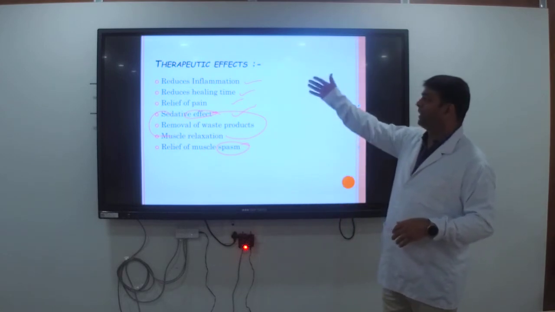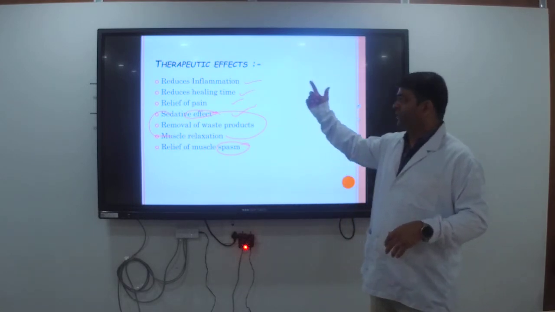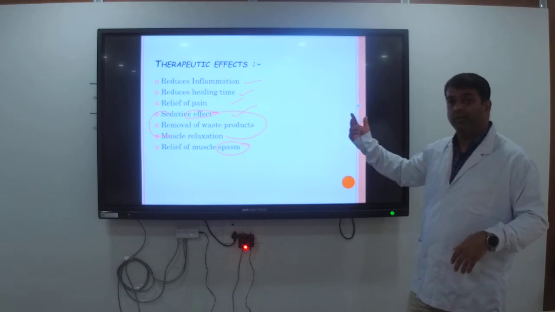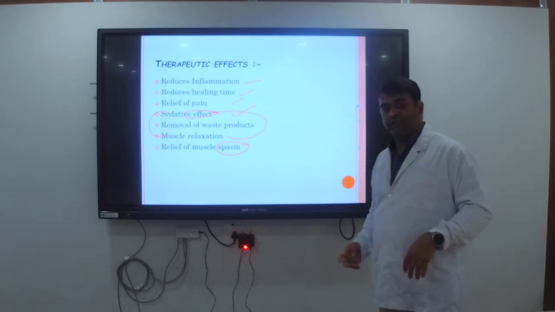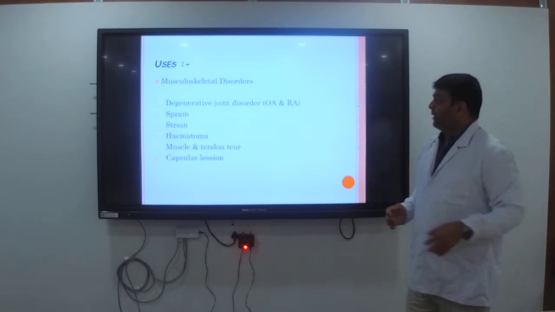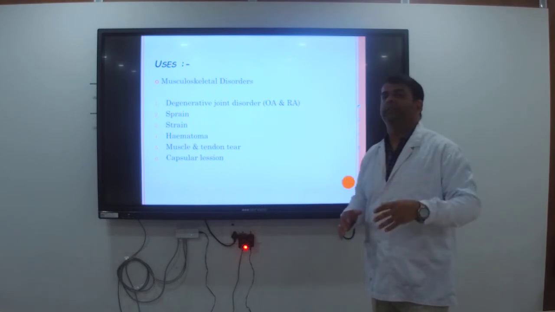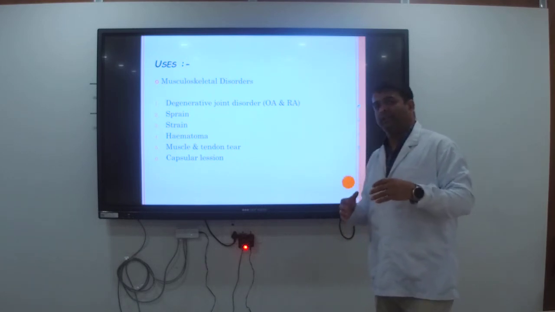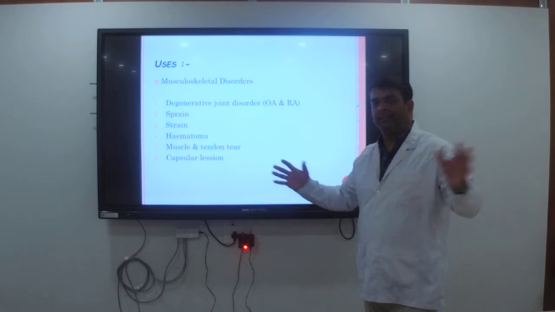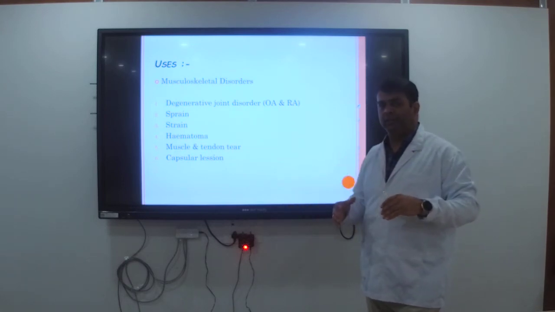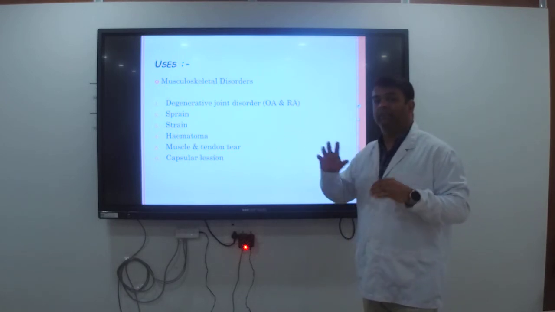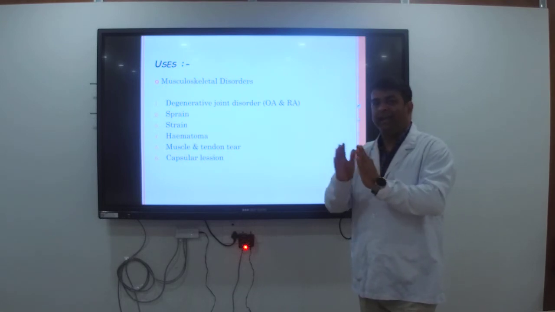So what we have covered in therapeutic effects is: reduces inflammation, healing time, relief of pain, sedative effect, removal of waste products, muscle relaxation and relief of muscle spasm. Now, uses: where can we use SWT? Which conditions can it give a very good effect in? It is not applicable for everything, but there are a few common conditions which give a very nice effect if you treat with proper duration and intensity.